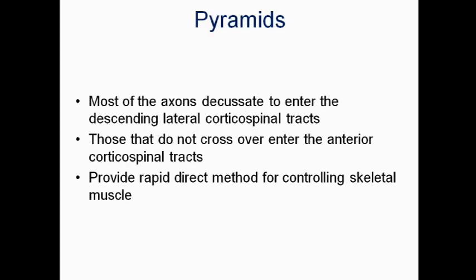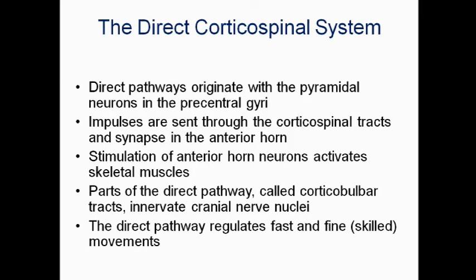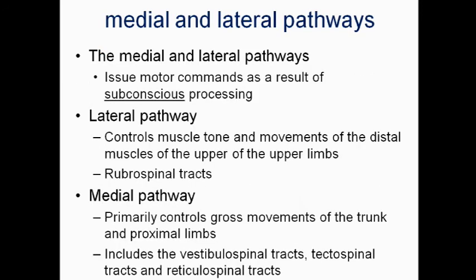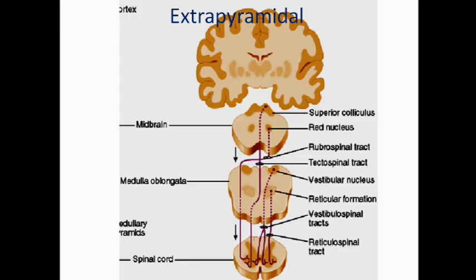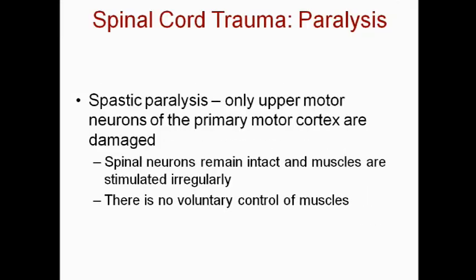Now the pyramids enter the descending lateral corticospinal tract. Those that do not cross over and enter as the anterior corticospinal tract provide a rapid direct method of controlling skeletal muscle. So that is important. Now the direct corticospinal system, we have seen all of this in today's previous discussion. You can take a snapshot of this direct corticospinal system, the medial and lateral pathways. That is, I think, the indirect pathway, and we will discuss the extrapyramidal system in the next class.